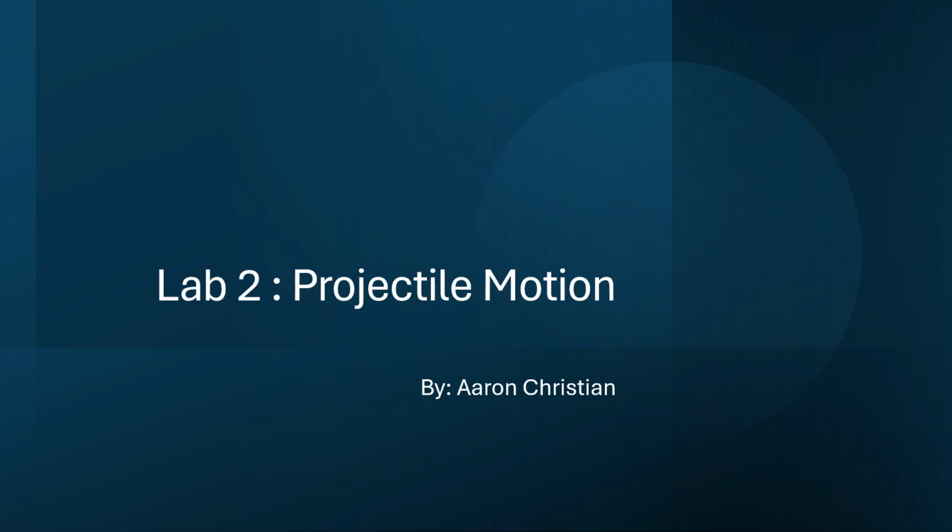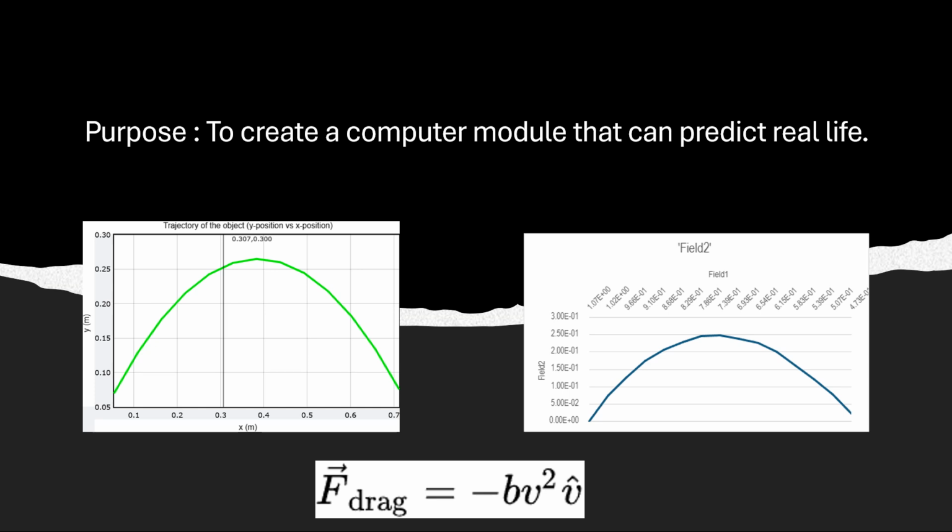This is Lab 2. In this lab, we will be going over projectile motion. The purpose of this lab was to create a computer module that can predict real-life projectile motion. On top of our basic kinematics equation, we also added a new force called drag.